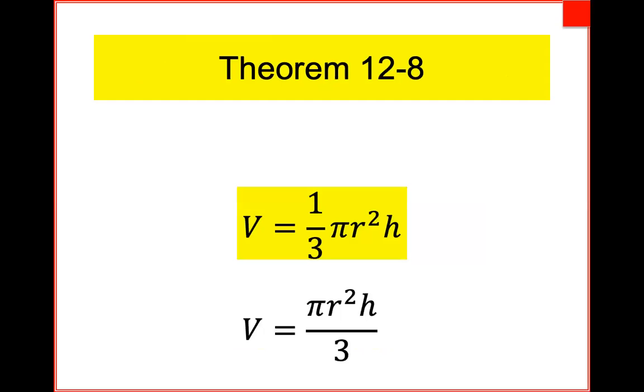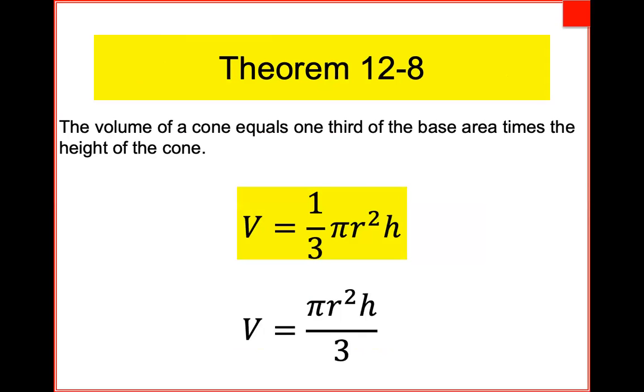All right, so that is theorem 12.8. In yellow is what's in the book. Underneath there is the more calculator friendly one, pi r squared h divided by 3. If you were to plug the top one into your calculator, you'd have to do parentheses, 1 divided by 3, close parentheses, pi times r squared times h. Or calculator friendly, pi r squared h divided by 3. Most people use that bottom one there.